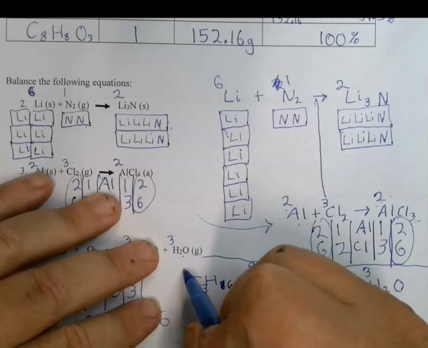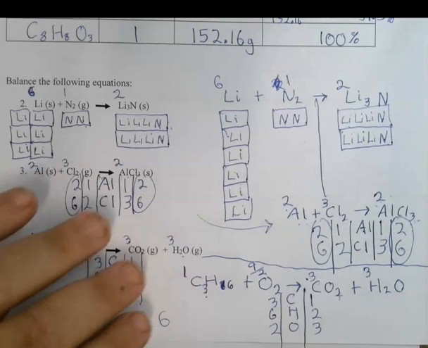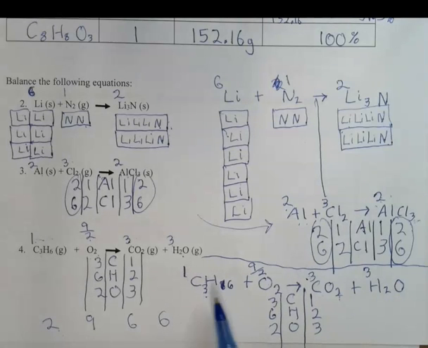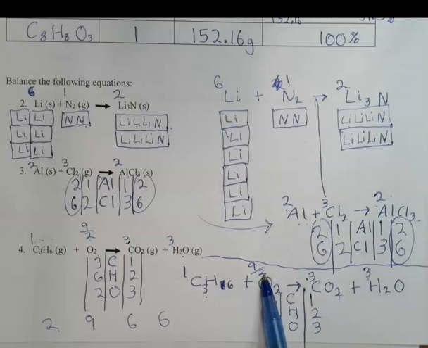We didn't have to change this at all, so there's a 1 coefficient there. So my coefficients are 1, 9 halves, 3, and 3. But you're not supposed to have fractions as coefficients. So how do you get rid of that? You multiply everything by 2. So 1 times 2, and I wrote it down here, is 2.